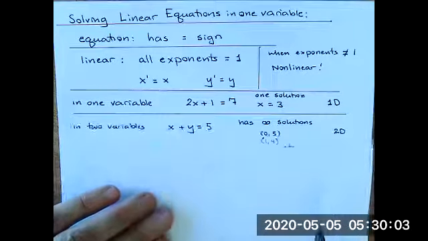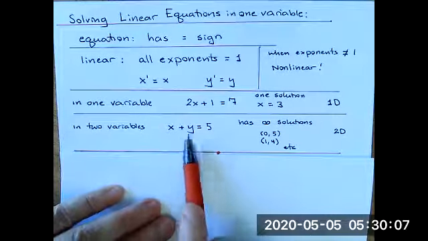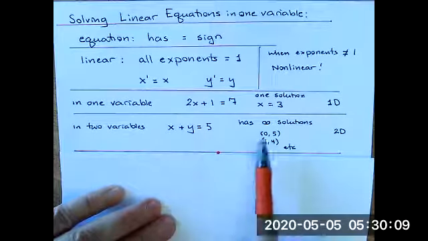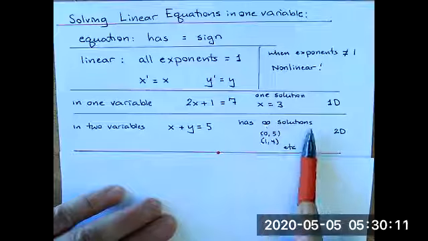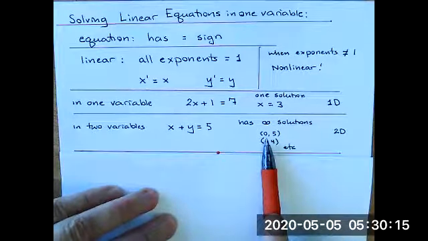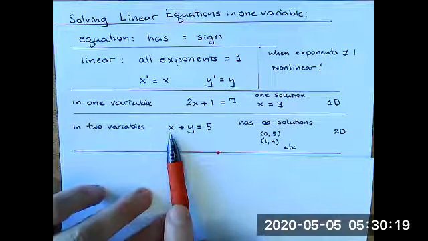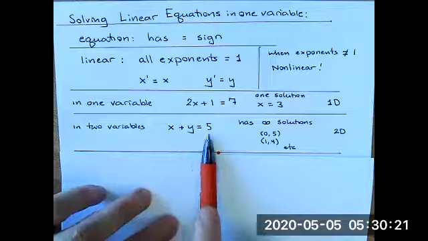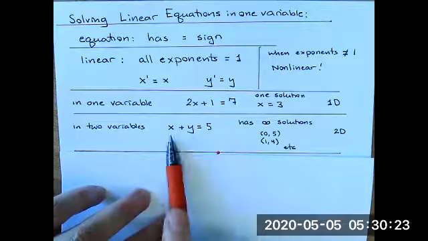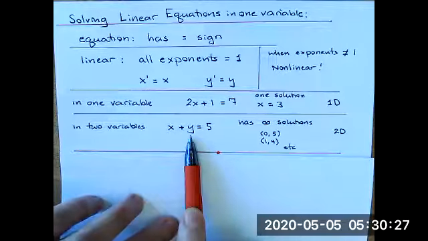In contrast, a linear equation in two variables has two different variables. This one has an infinite number of solutions, and each solution is two-dimensional, meaning it has two parts. So, for example, when x equals 0 and y equals 5, that's a solution. Or when x equals 1 and y equals 4, that's also a solution.